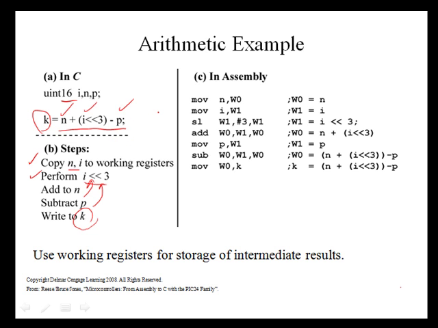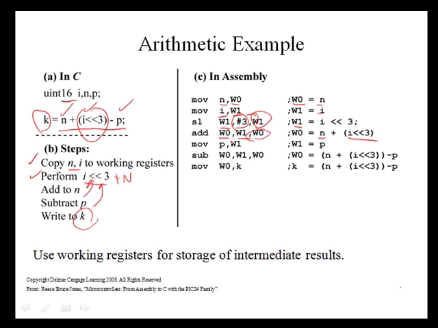So let's get started. We're first going to move N and I to working registers. N would be moved to W0, I would be moved to W1. At this point we want to do this computation. We know that I is in W1, so we'll shift W1 to the left by 3 and put the result in W1. We now want to add N to this. We know that N is sitting in W0, so we'll do a 3-operand add. We'll add W0, which has N, to W1, which has this partial result, and we'll stick the result in W0.